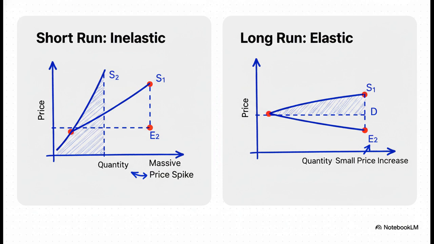But look at the long run, on the right. Over time, people bought more fuel-efficient cars, and other countries started drilling for more oil. Both supply and demand became much more elastic. Now, that same supply cut had a much, much smaller impact on the price. Elasticity broke the cartel's power.